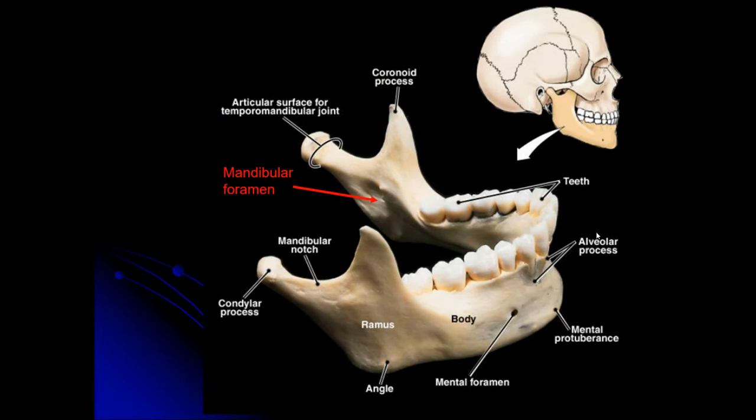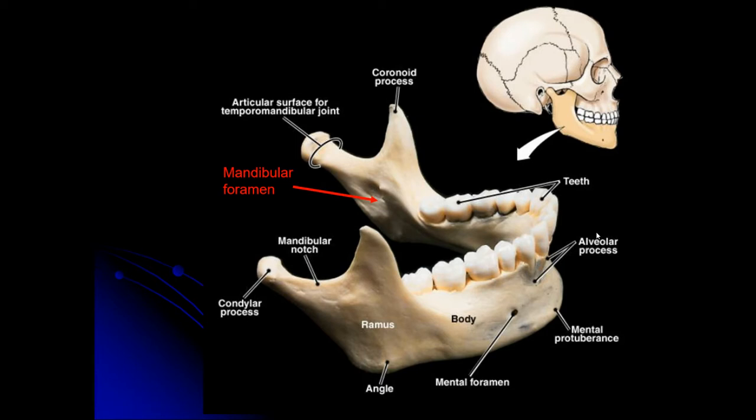So if we take the bone off and look at it, we can see those different parts. We can see the body, the ramus, the angle. We can see the alveolar process, the mental foramen. We can also see where the ramus splits up at the top, and we have this coronoid process and mandibular condyle along with the mandibular notch.